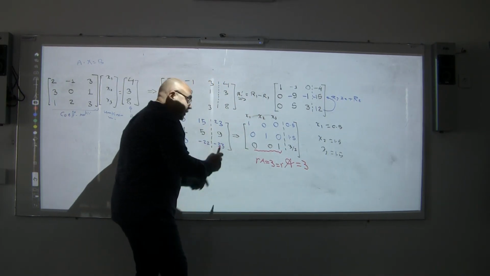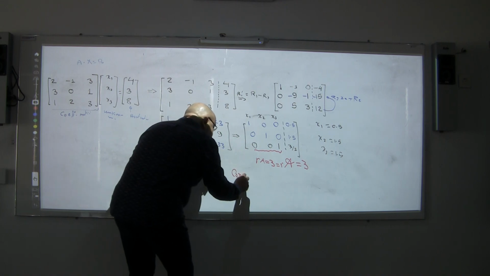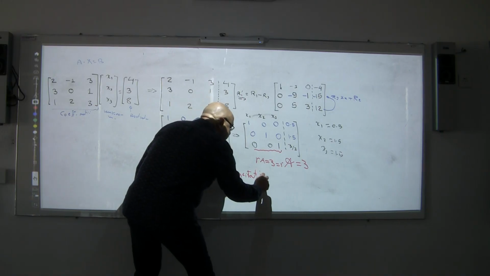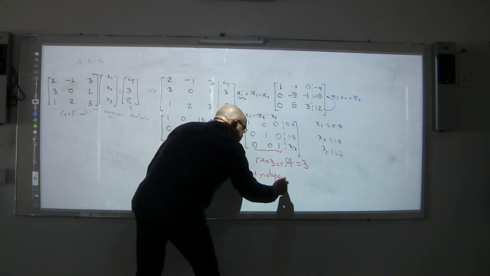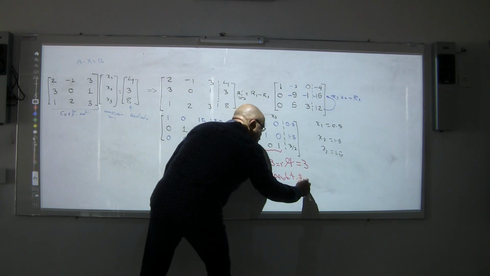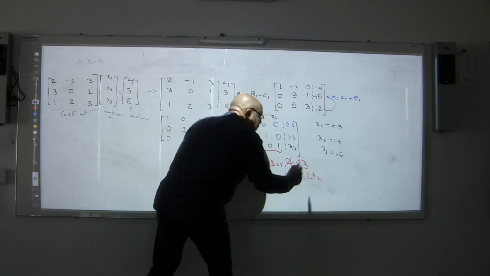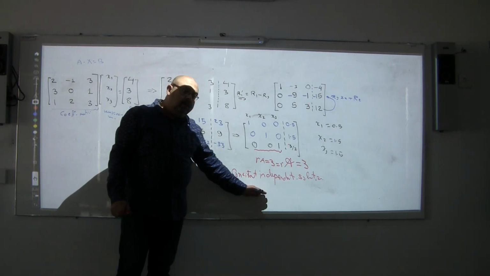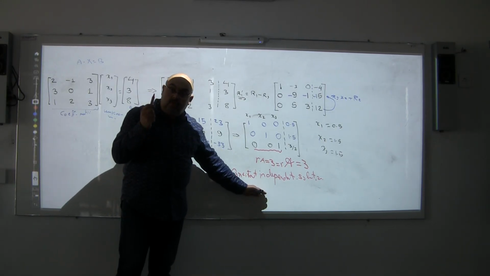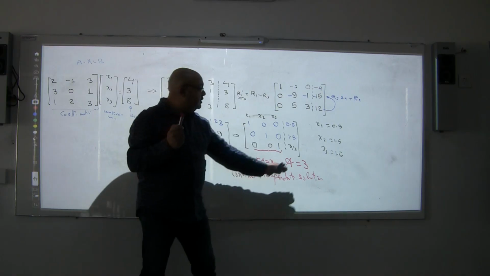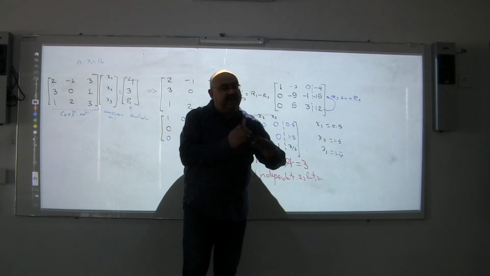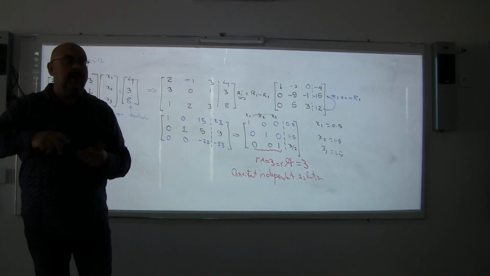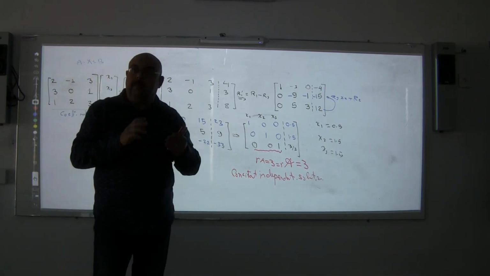So what I have now is a consistent, independent solution. This is a consistent system and it will lead to just only one solution, okay? Which is 0.5, 1.5, 1.5, and that's it. This is how to solve a system of equations using the general row operations.